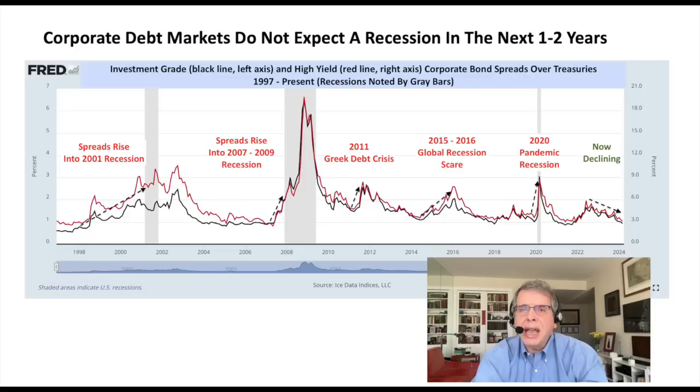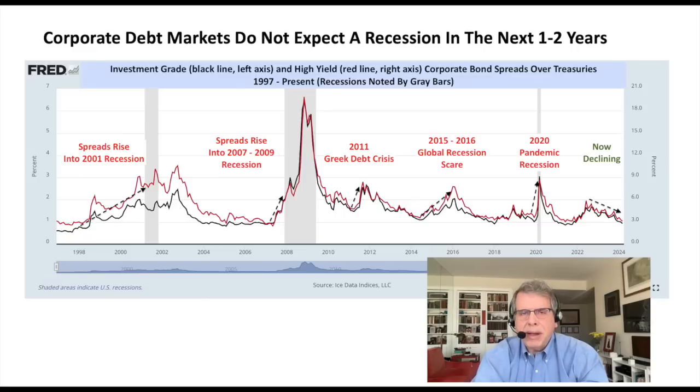And we've had a couple of scares as well that didn't turn into recessions, but the 2011 Greek debt crisis, the 2015-16 recession scare, they both caused spreads to rise, but there was no recession. So this market does give false positives, but it never gives a false negative. It never walks into recession totally unaware. Even going into the 2020 pandemic recession, spreads started to increase very, very quickly.